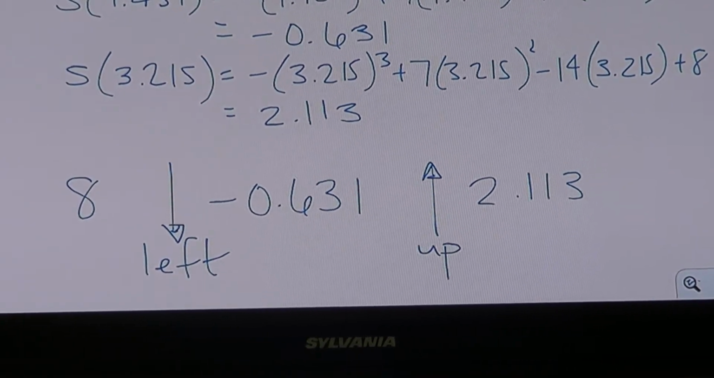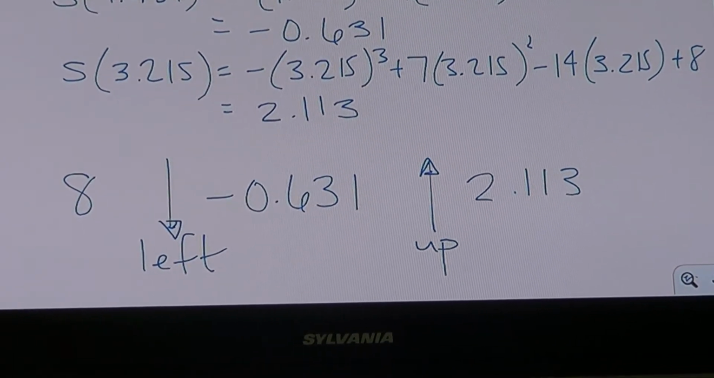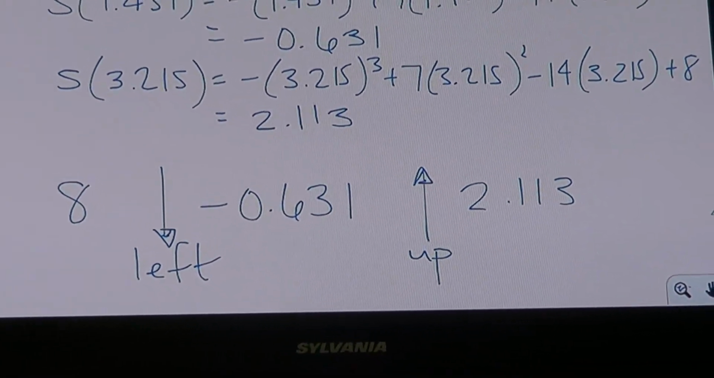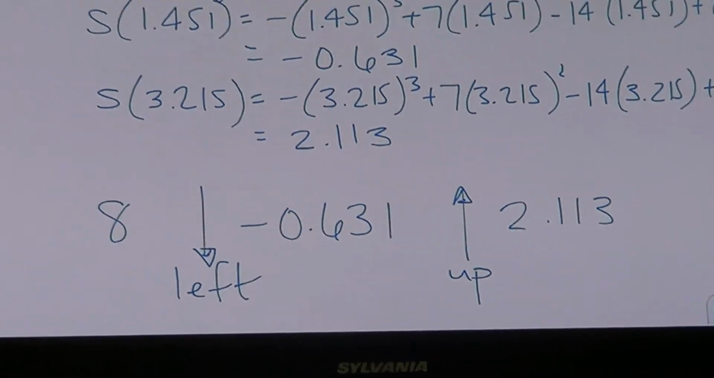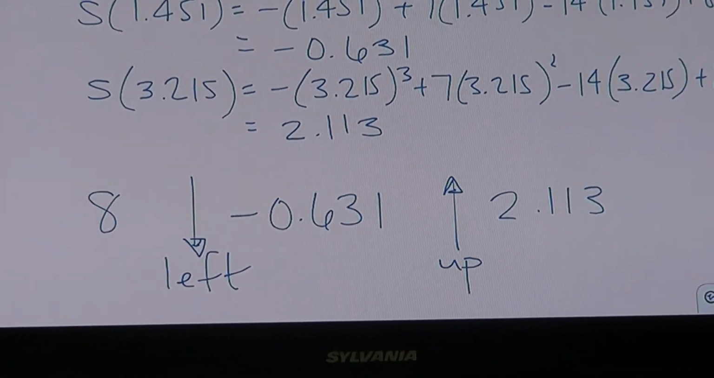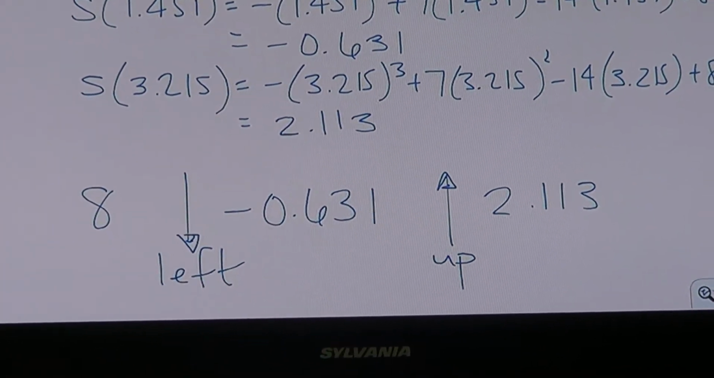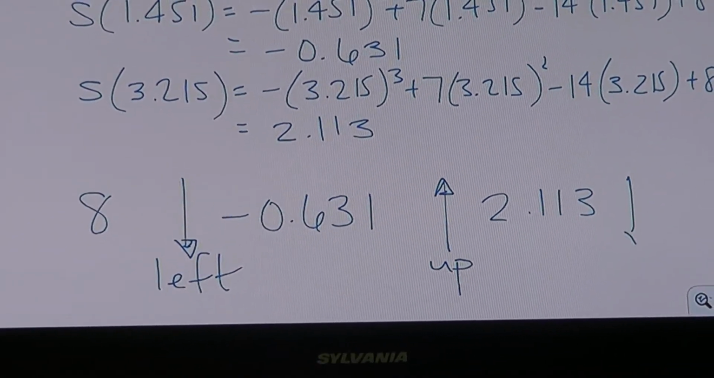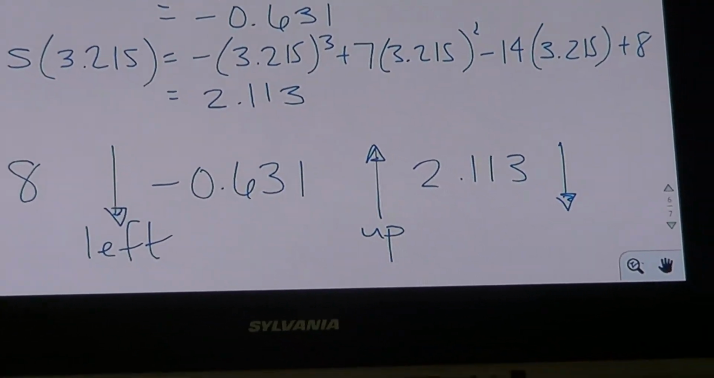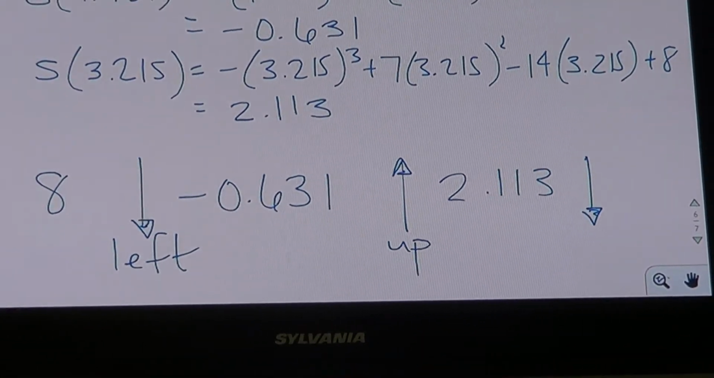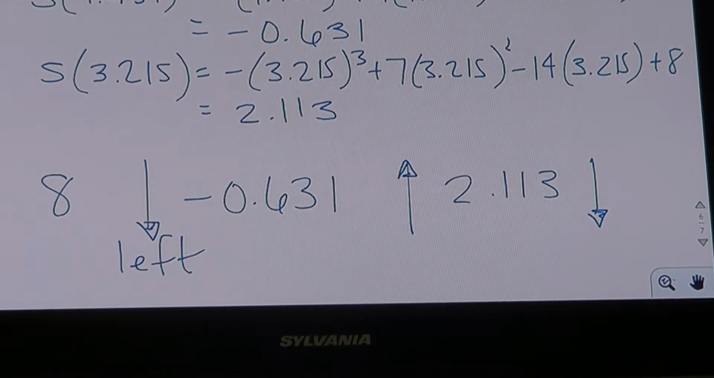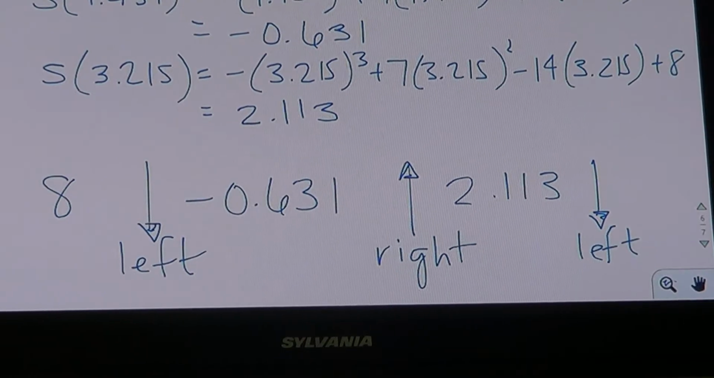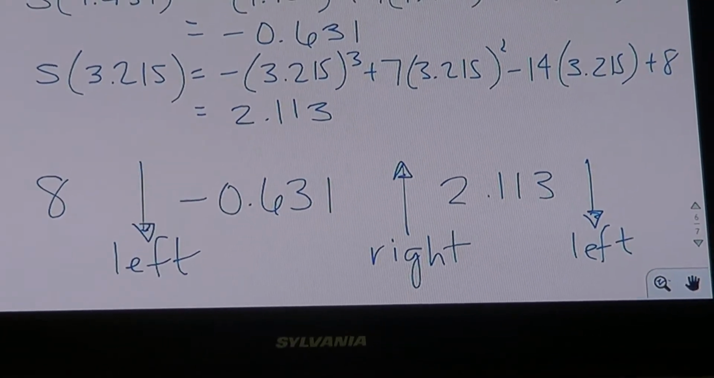And then, if you're not looking at the graph, to figure out where it's going after that, you might have to substitute in another random value after that. So if that was at 3.215, you could plug in a 5 just to see if it's going up or down from there. But we know that it's, oops, I wrote up instead of right. So that's right, and then it's going back left. And you can do it that way without using your calculator.